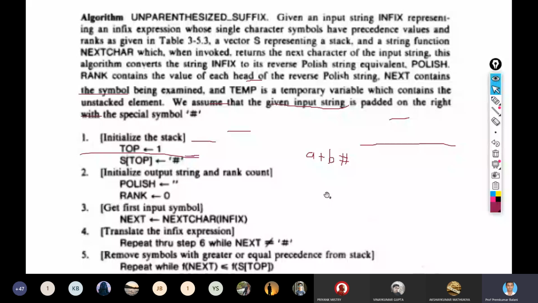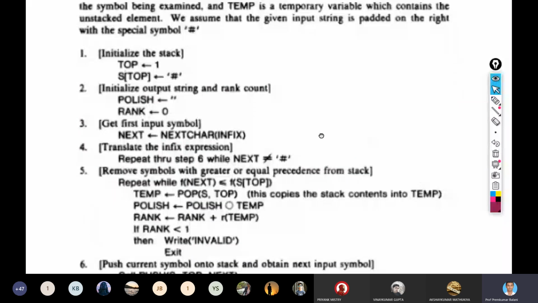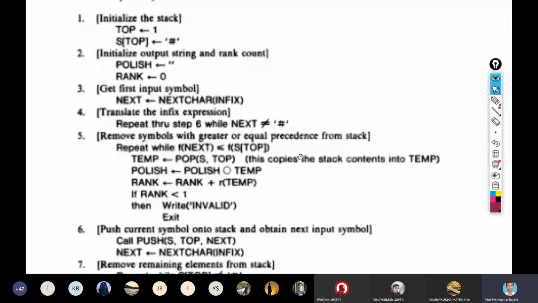So this is the algorithm to convert the infix expression to the postfix programmatically. Now in a practical example, we have converted it to the postfix, but we have not followed these steps of the algorithm. While you implement the C program to convert the infix expression to the postfix expression, you must follow this algorithm. So here we are considering one stack. Initially, top of stack is 1, and we store the hash in it, right? So let me draw the stack here.